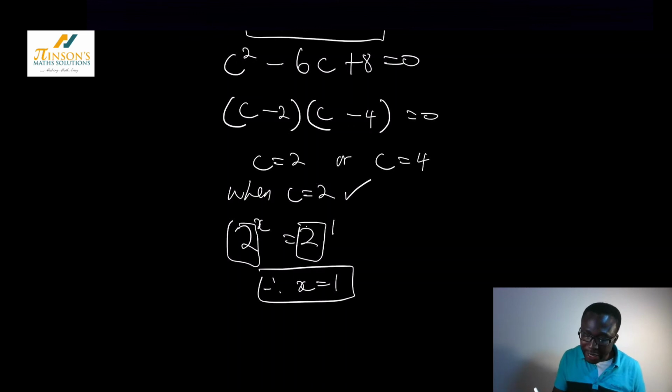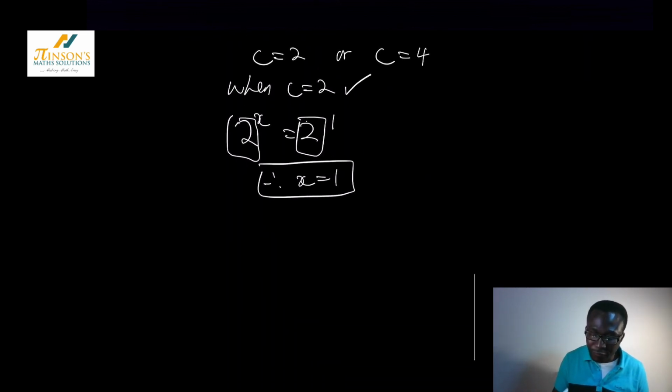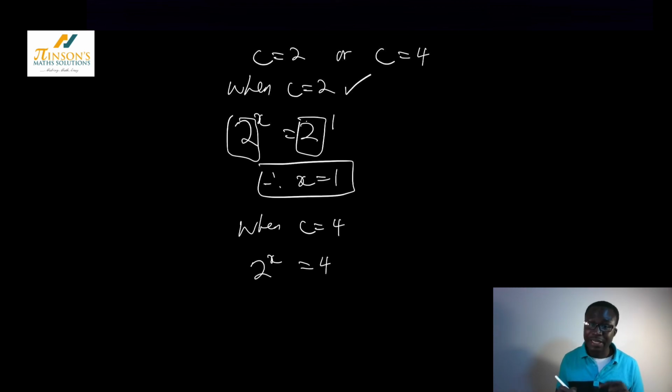Now I'm going to work out for when C equals 4. So when C equals 4, it means I've got 2 to the power X equals 4. 4 as a power of 2 is the same as 2 squared. Okay, so 2 to the power X equals 2 squared. Once the bases are the same, I can conclude that X equals 2. That is what it is. Now it is that easy.